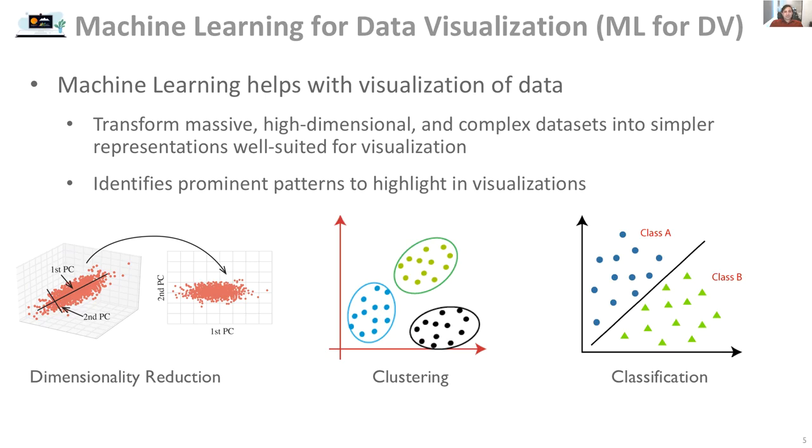Machine learning can support and help visualization of data. Machine learning techniques such as dimensionality reduction, clustering, and classification have been used on a regular basis to transform complex and high-dimensional data into representations well suited for visualization and visual exploration. Also, machine learning identifies prominent patterns to highlight in visualization.